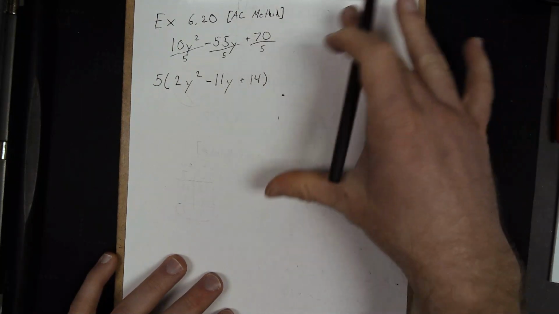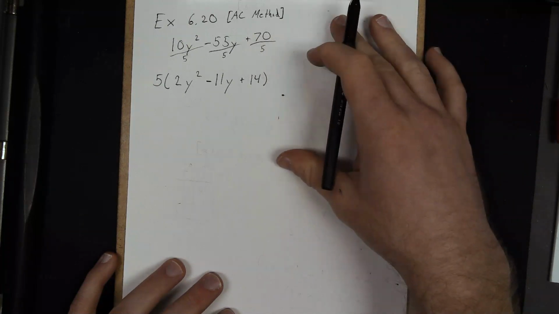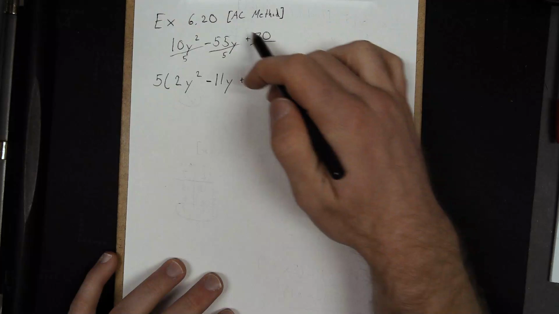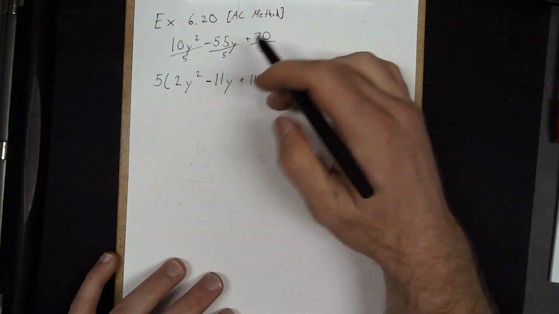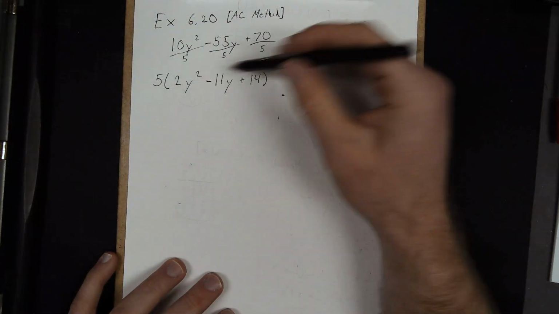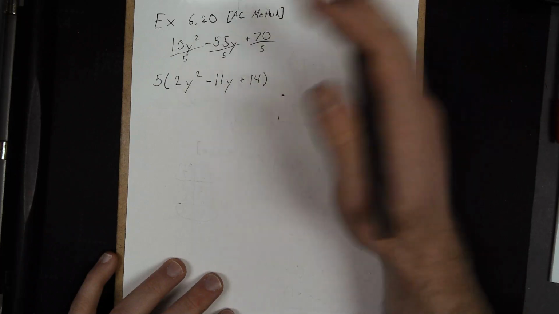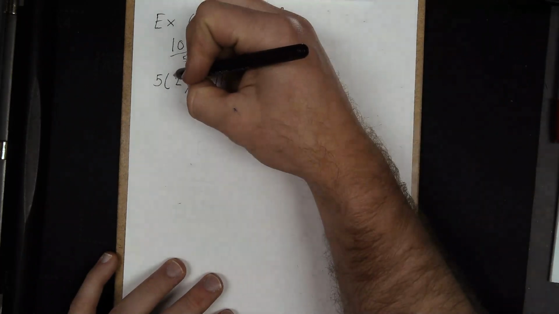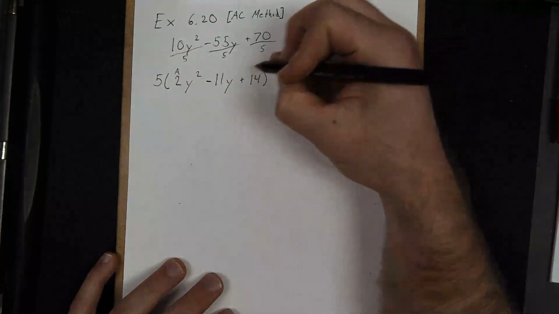Okay, and now we can do our AC method. I think we could have done it here. I didn't actually do it that way, but it would have been bigger numbers. But now here we got these smaller numbers to work with. Okay, so let's go. So identify our A and our C. So 2 is our A, 14 is our C.